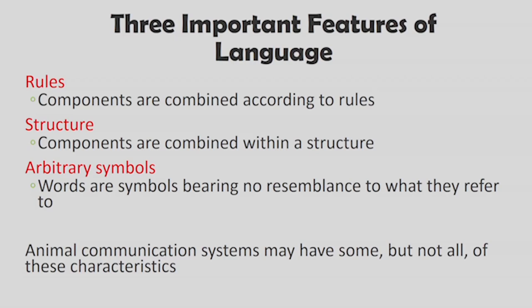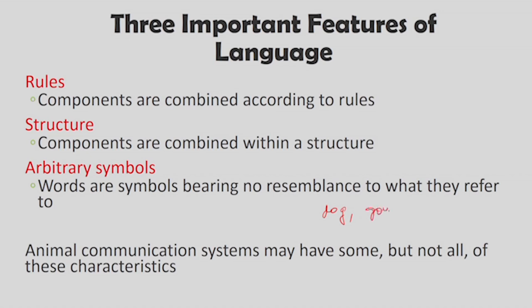The third feature of human language is that it uses something called arbitrary symbols. Words are symbols bearing no resemblance to what they actually refer to. So, when we look at human languages, there are certain words that we use, but these words do not point to the meaning that can be derived from the language. For example, let us look at the arbitrariness of the word.